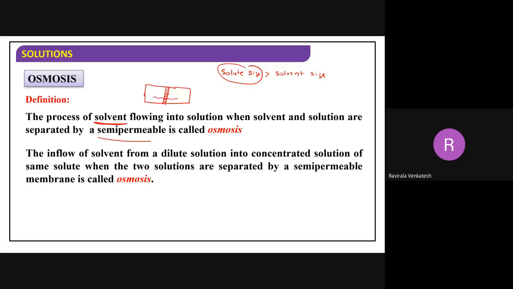Which will flow? Solvent will flow through what actually? Through the semi-permeable membrane, but not the solute. Then how will it flow? Both are what? Solutions only.